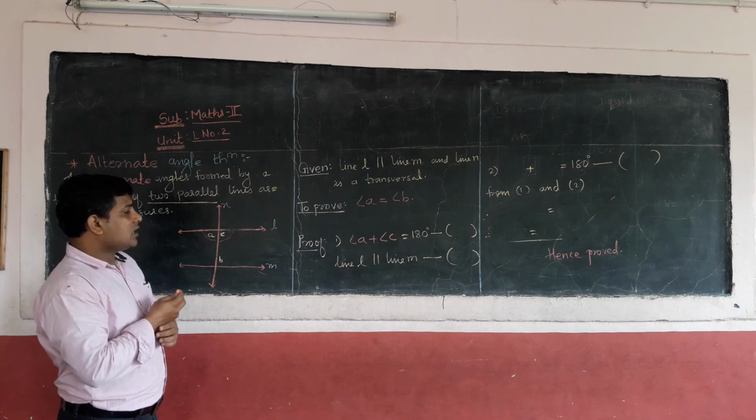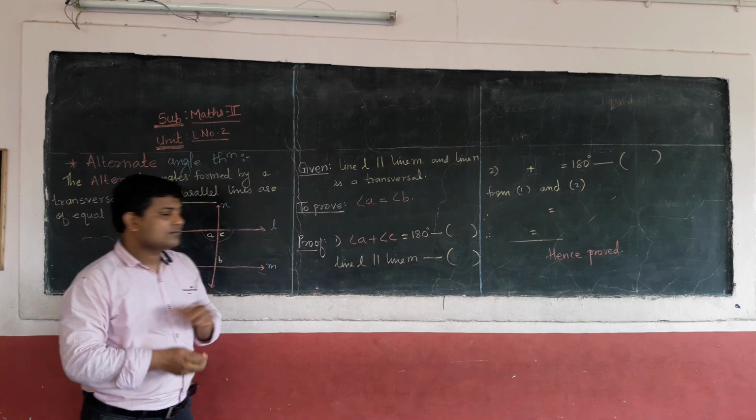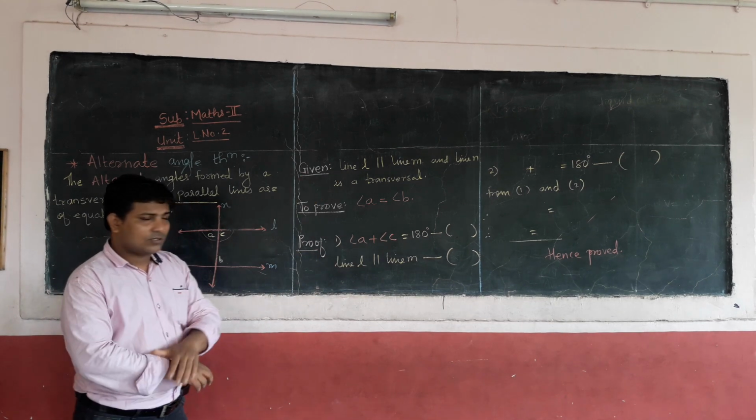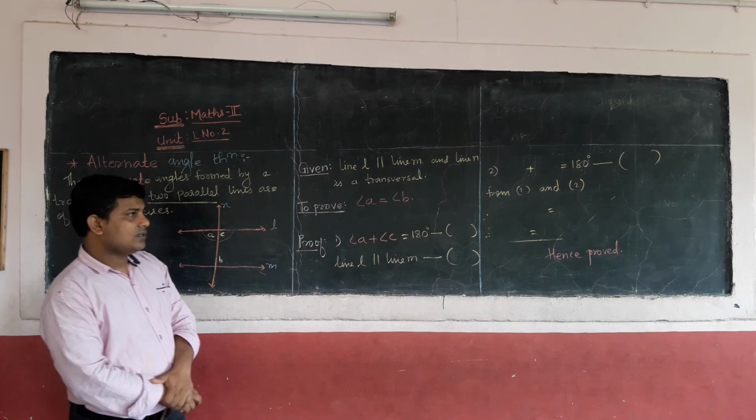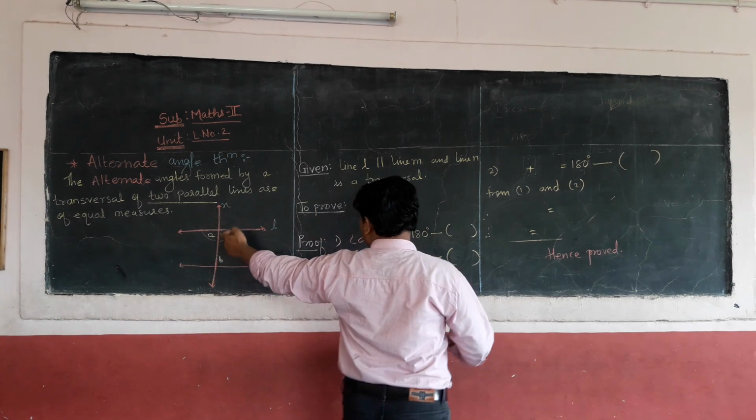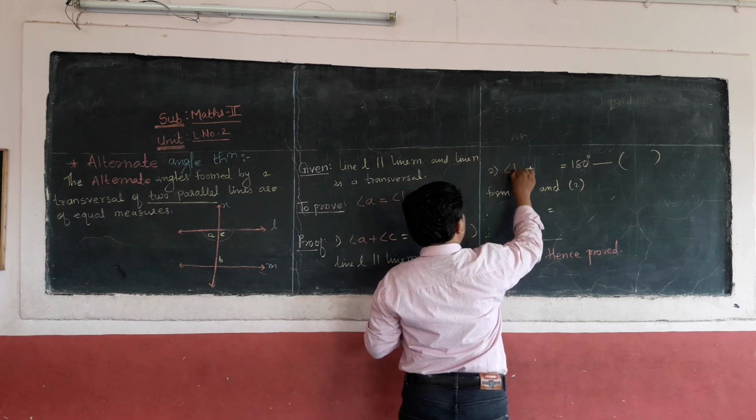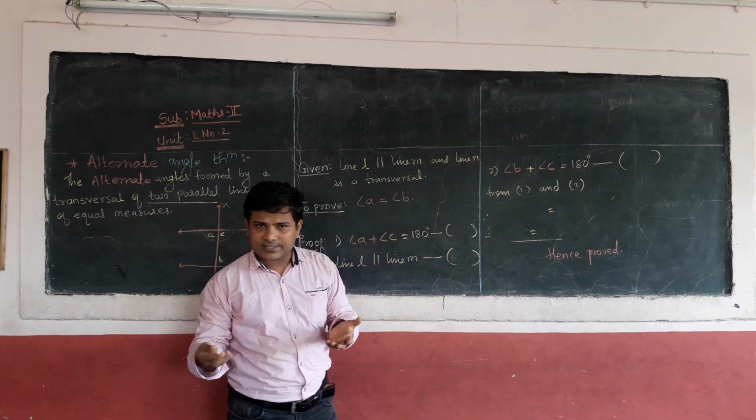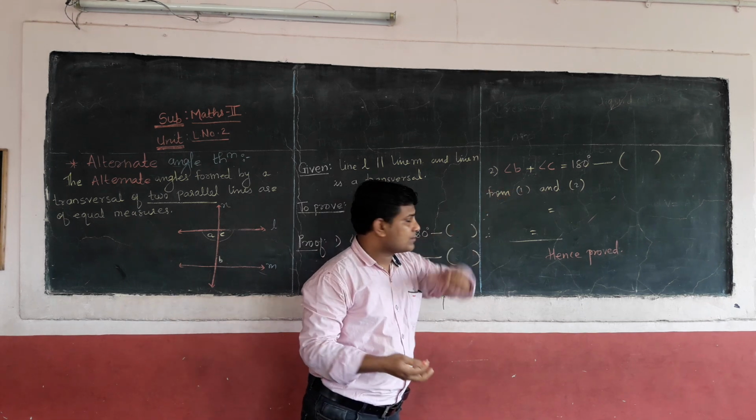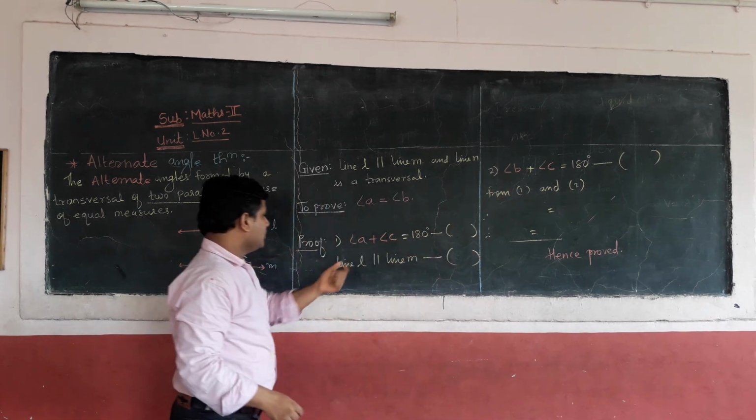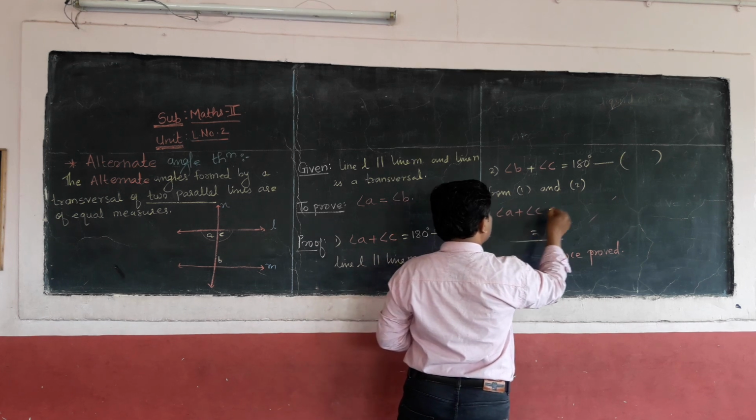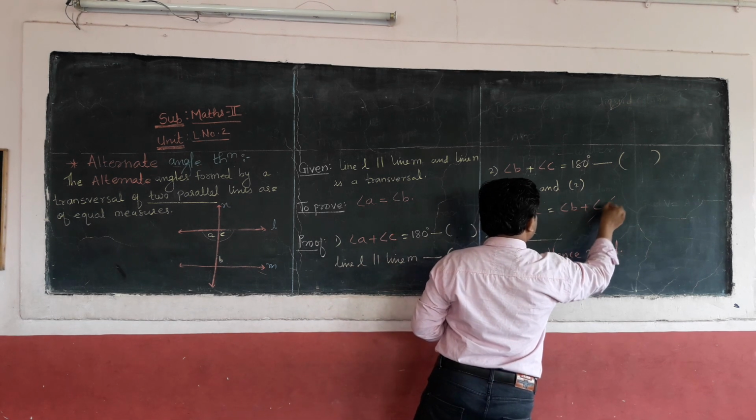Got it? Now line L is parallel to line M. It is given in the question, and we can see it is written on the board. If these two lines are parallel, then what is the relation between angle B and angle C? Angle B and angle C are interior angles and their addition is 180 degrees. So angle B plus angle C is 180 degrees. So from 1 and 2, angle A plus angle C is equal to angle B plus angle C.